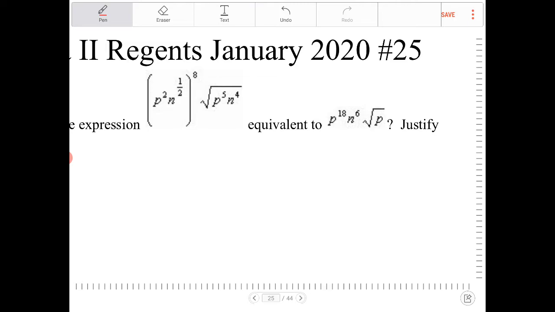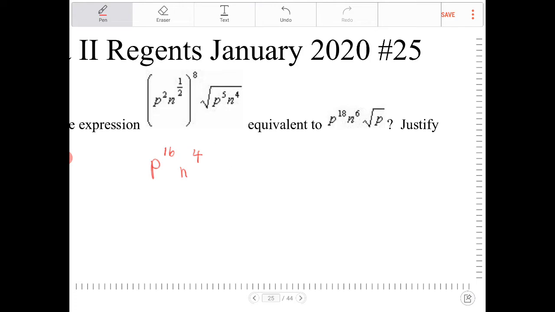So what do I mean by that? So I have p squared right now, right? That 2 will multiply with 8 to get you 16. So I got p to the 16, and then the 1 half will also multiply by 8, and that will give me n to the 4th, because 1 half times 8 is 4.